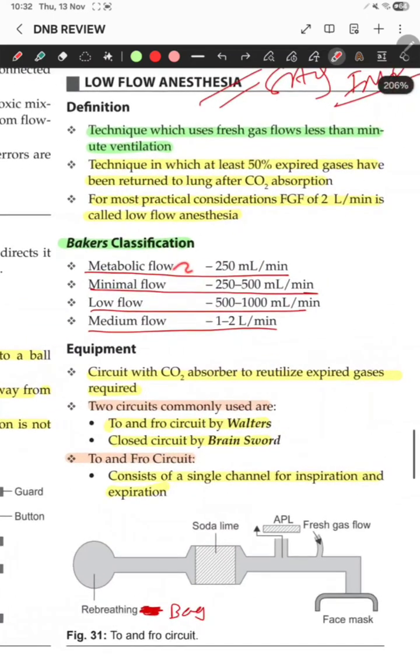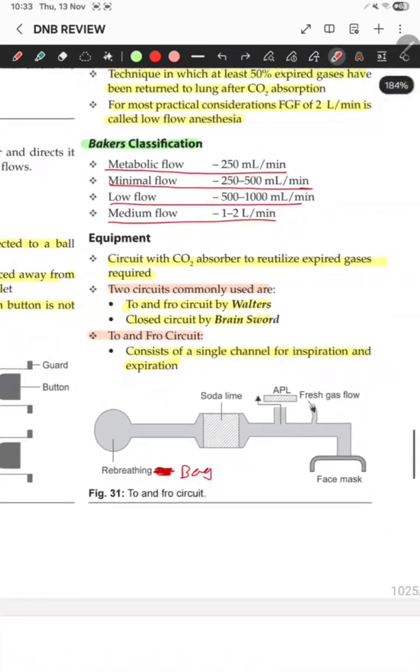So on what basis has it been divided? According to Baker's classification. So in this there is metabolic flow, minimal flow, low flow, medium flow. Metabolic is 250, minimal is 250 to 500, low flow is 500 to 1 liter and medium flow is 1 to 2 liters.